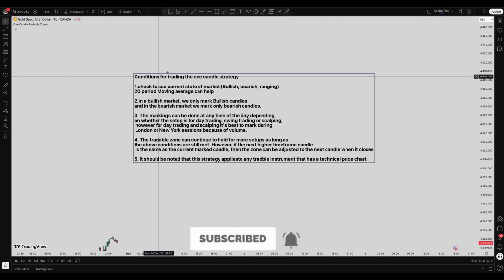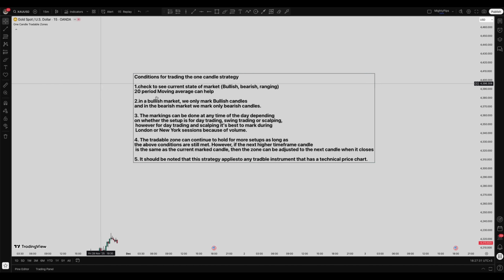The conditions for trading the one candlestick strategy are as follows. These are the most basic concepts that you have to follow to trade the strategy correctly. There are more than these, but these are the ones that are the core principles of the one candlestick strategy.